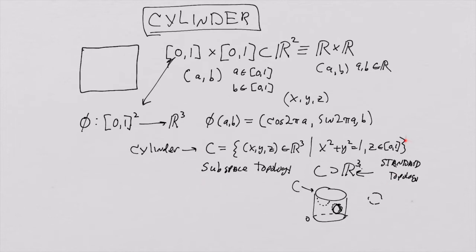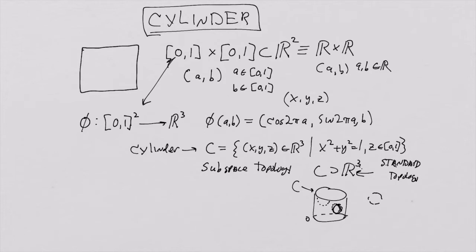So now the cylinder with this subspace topology will actually be a topological space. And as such, we can now start thinking about finding other topological spaces that are similar to the cylinder. So now, the next thing we want to take a look at is how this function relates this set right here, the square, to the cylinder.